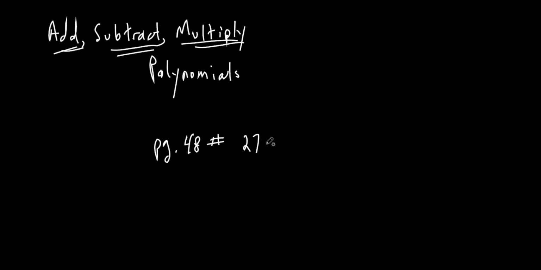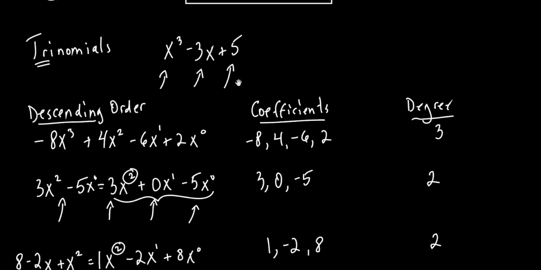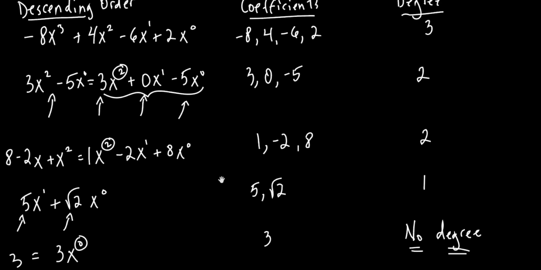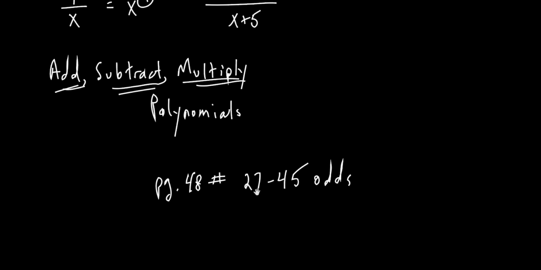But tomorrow I'm going to assign 27 to 45, just the odds. So towards the beginning, if you see any problems like these where it says find the coefficient, find the degree, all that kind of stuff, do those. All right, I'm not sure where it starts actually doing the addition and subtraction. It may even be before 27, I don't know. But look at it, try to get as much done as you can, because that way tomorrow you'll have a little less to do. All right, so I think that's a good idea. Everybody good? Okay.